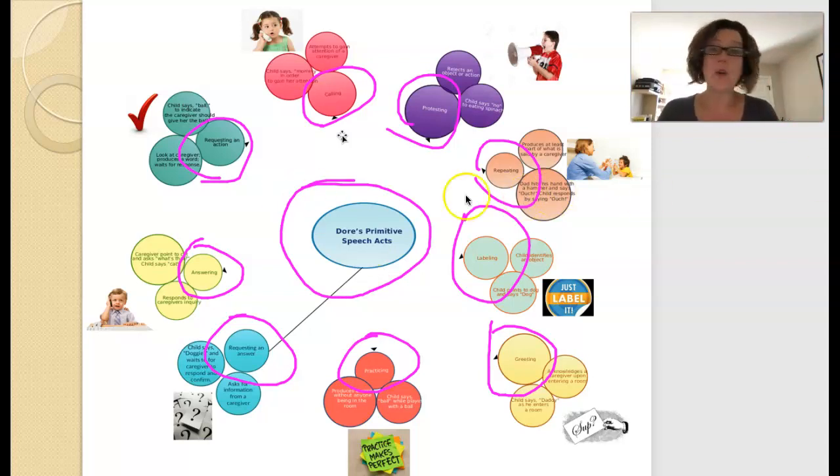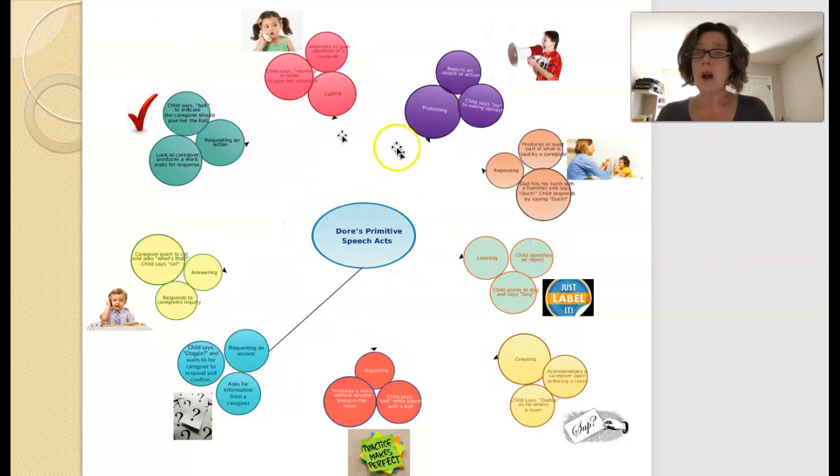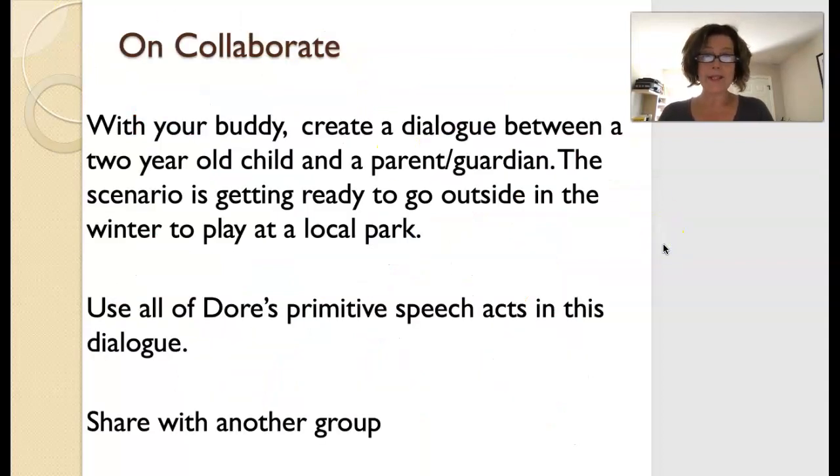Okay, so what you are going to do on Collaborate, on our Collaborate session together, is with your buddy, and you'll have time again in Collaborate to do this. You're going to create a dialogue between a 2-year-old child, so knowing what you know about where 2-year-old kids are at now, and a parent or guardian. The scenario is getting ready to go outside in the winter to play at a local park. So that's going to be a scenario.